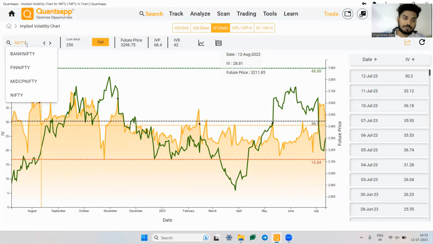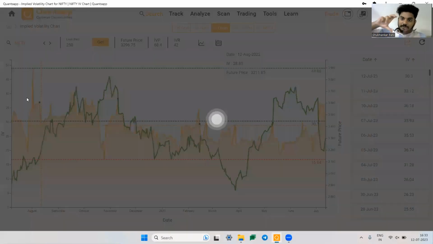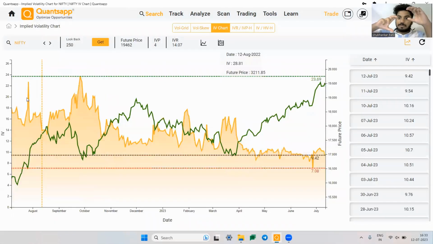So let me just show you Nifty. Yes, the regime can change. First, it was trading in this regime. The regime has shifted like this now. The regime can shift, but it will not trend. Now, if you see the market, just check out Nifty.